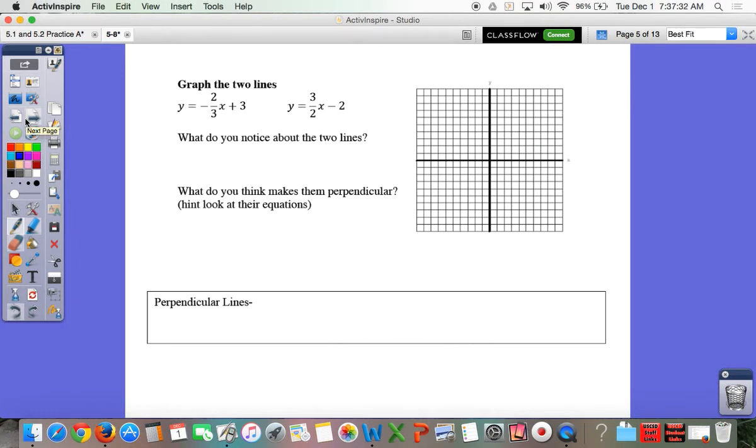Very, very funny. Okay, now what I want you to do is you're going to graph these two lines on your own and then take a look and see if you notice anything.